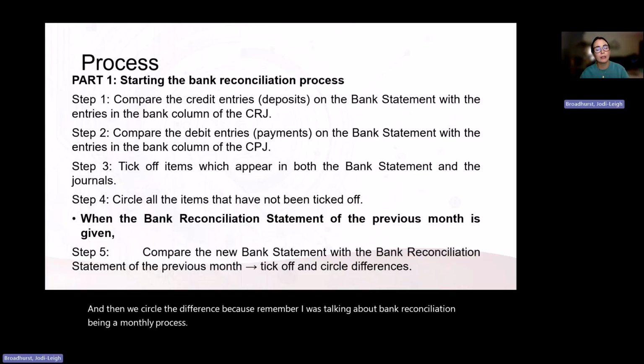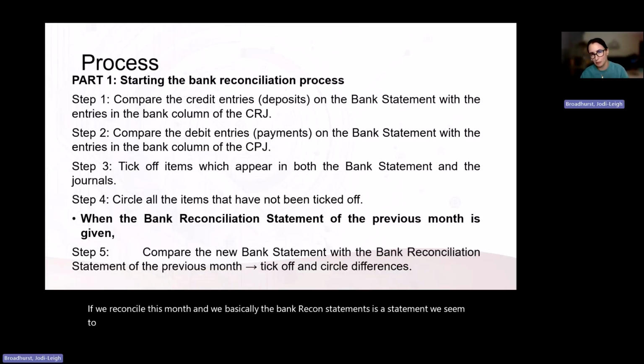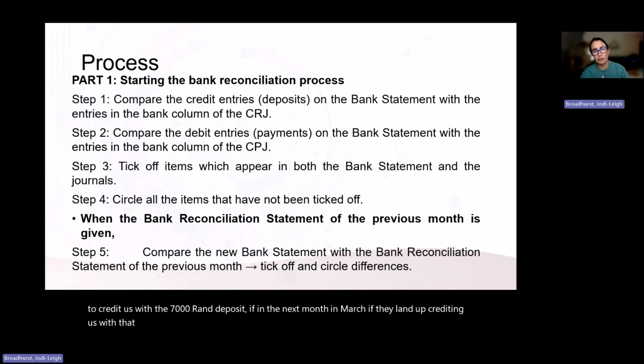So if we reconcile this month, the bank recon statement is a statement we send to the bank to say, these are your mistakes, please fix it. So if in February we say, hey, you forgot to credit us with a 7,000 Rand deposit, and in March they end up crediting us with that 7,000, we say, okay, cool, thanks for doing what we asked you, we don't have to keep reconciling.